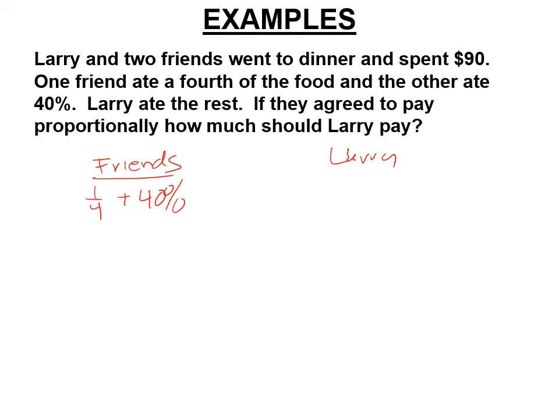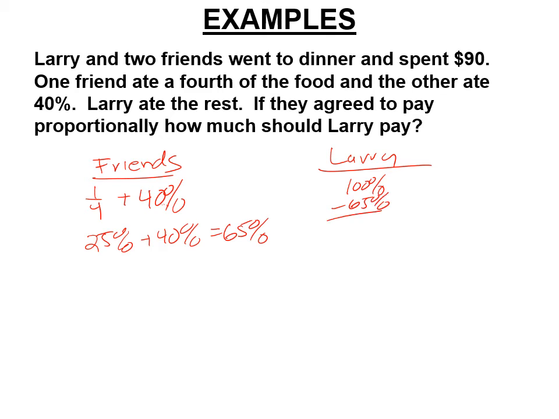Okay, so now how do you want to deal with that? 1/4, one way, is 25%. So the friends ate 65%. That's one way to do it. I think that's the easiest way, because this one's already a percent. So then Larry, let's neaten up Larry's name, did 100% minus 65%, which is 35%. So he ate 35% of the 90, so I'm going to do the decimal method.